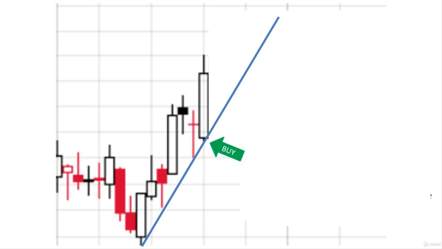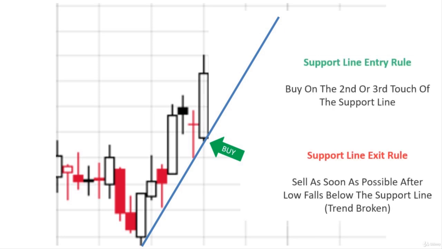and a lot of people will buy on that second or third touch. That's the idea of when they're buying, and this will introduce us now to our rules around how we trade around this. So this is how we draw it. Now how do we trade on this? There are 2 rules around this. One is called the support line entry rule and the other is the support line exit rule.